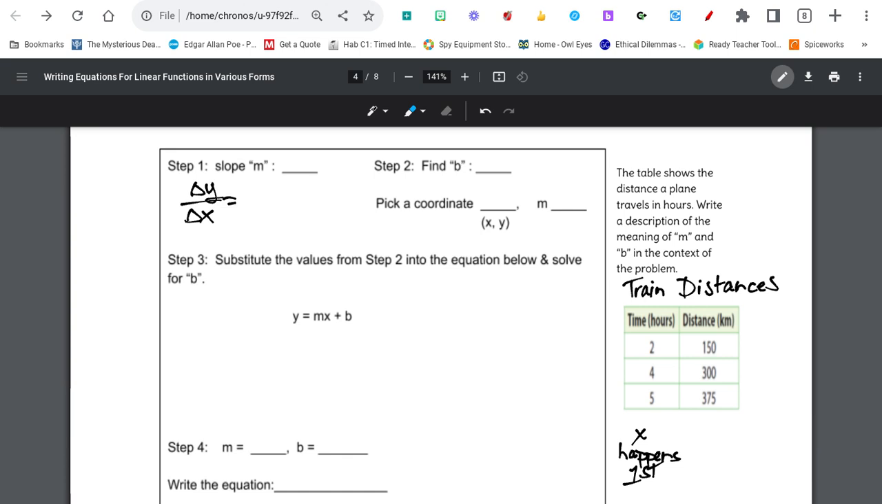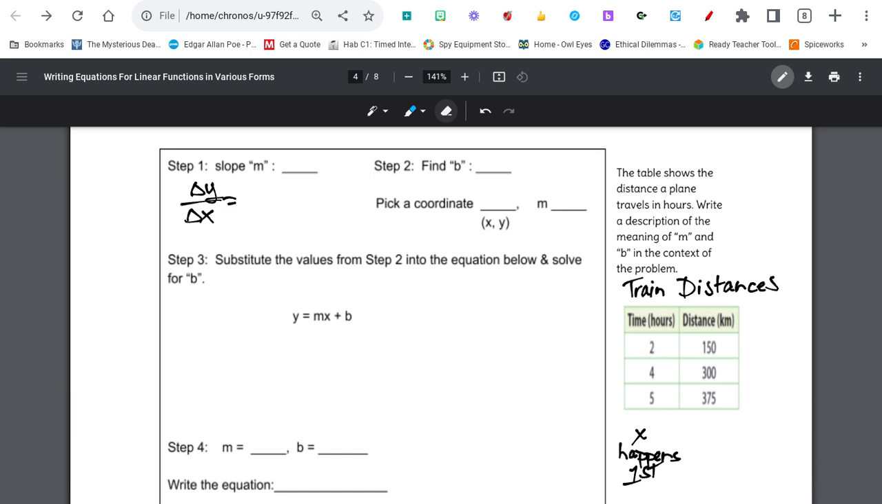Okay, it has to deal with train distances. So obviously this train can go a distance of 150 kilometers in 2 hours. Just reading that: in 2 hours, the train can go 150 kilometers. In 4 hours, it can go 300 kilometers. In 5 hours, it can go 375. Okay? So what has to happen first?